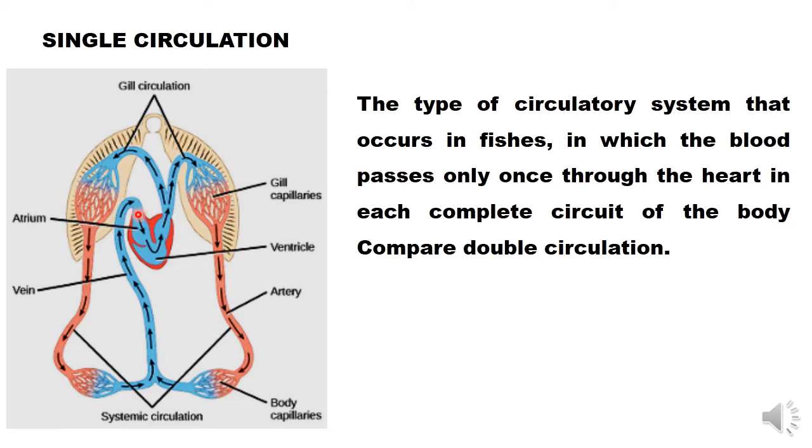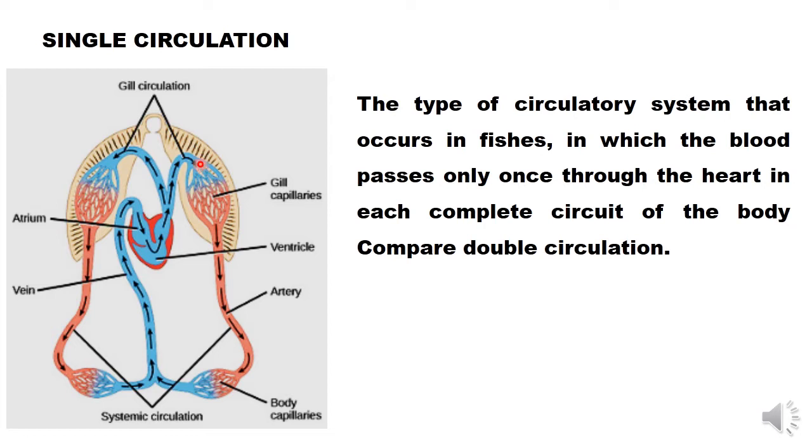So the single entry point is where? In the atrium. So the atrium is receiving deoxygenated blood, giving it to the ventricle, which is sending it to the gills, and the gills will oxygenate it and send it throughout the body. So this scheme shows very clearly that blood is only passing through the heart once. There are not two or more channels through which the blood is passing in one cardiac cycle.